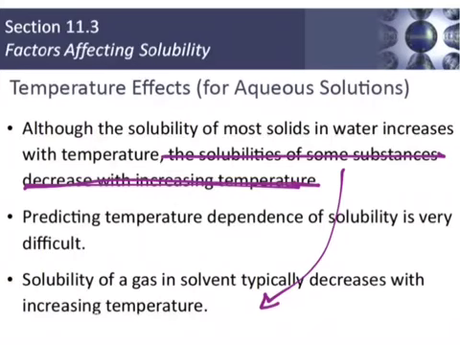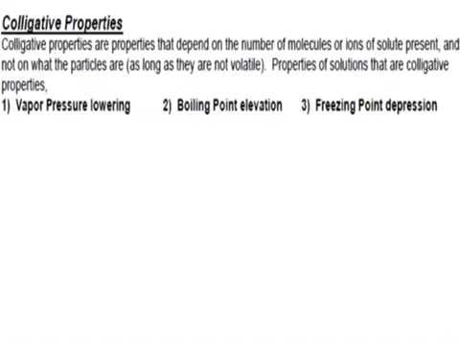Colligative properties. We did not talk about this in pre-AP. We should have, but colligative properties are properties that depend on the number of molecules that are present in our solution. So we don't care what the particle is. We just care if they are soluble in solution, and as long as they're not volatile solutes. So this is all dependent upon them not being volatile.